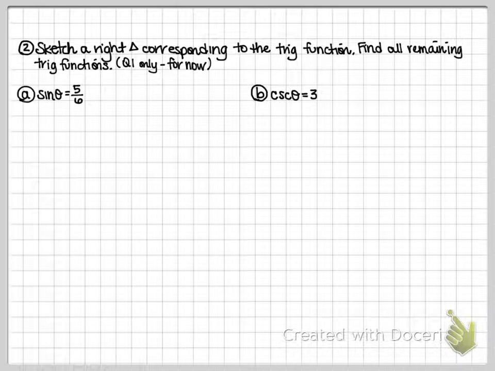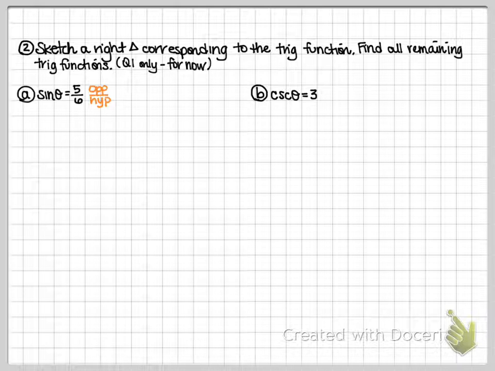So I'm going to do sine theta is going to be 5/6. Alright, so let's identify what this really means here. I know that sine, by definition, is going to be opposite over hypotenuse. So my job is to draw a triangle where the opposite of the angle is going to be 5, and the hypotenuse in the triangle is going to be 6.